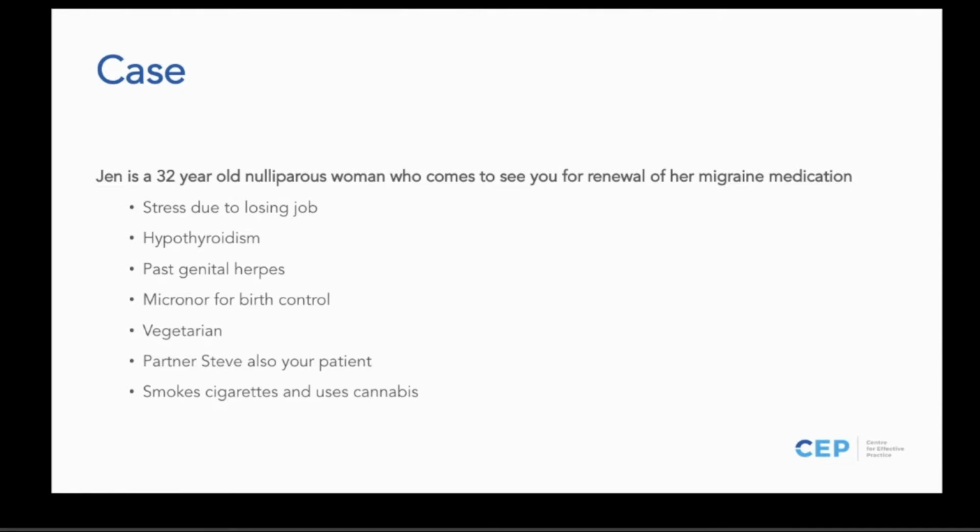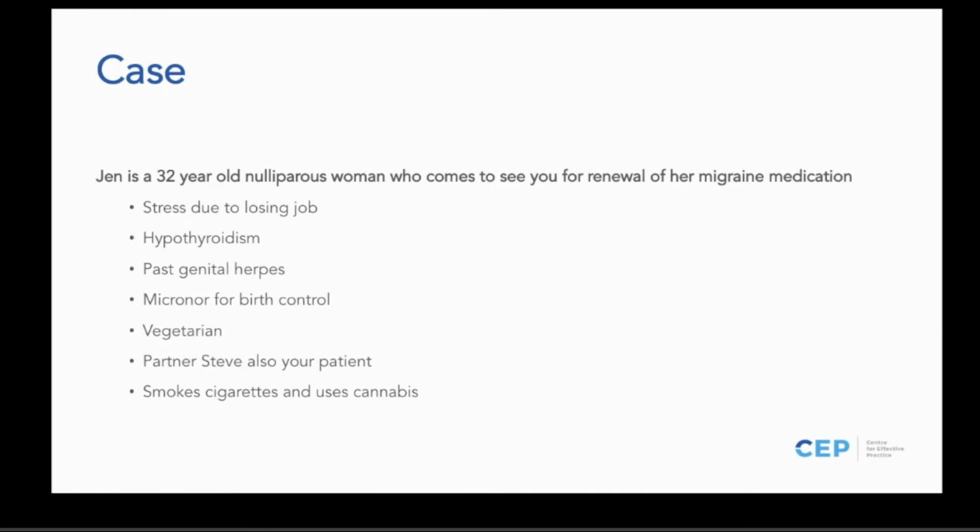I mentioned that she was a vegetarian, so you might want to review her diet or refer her to a dietitian to ensure she is getting enough calcium and iron and other supplements. It was mentioned that her partner is smoking and also using cannabis, so discussing with him this effect on fertility and on the fetus during pregnancy would be important, and also screening for any alcohol use and abuse.